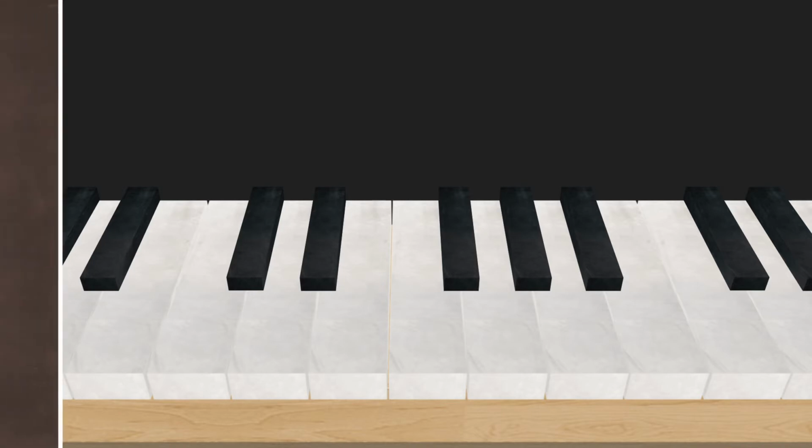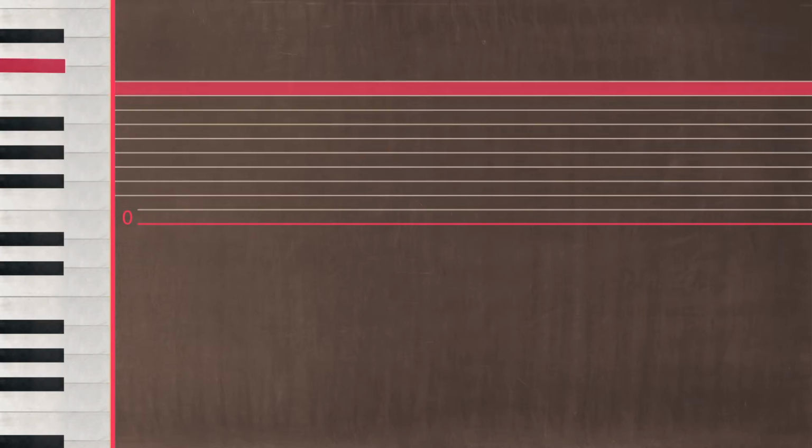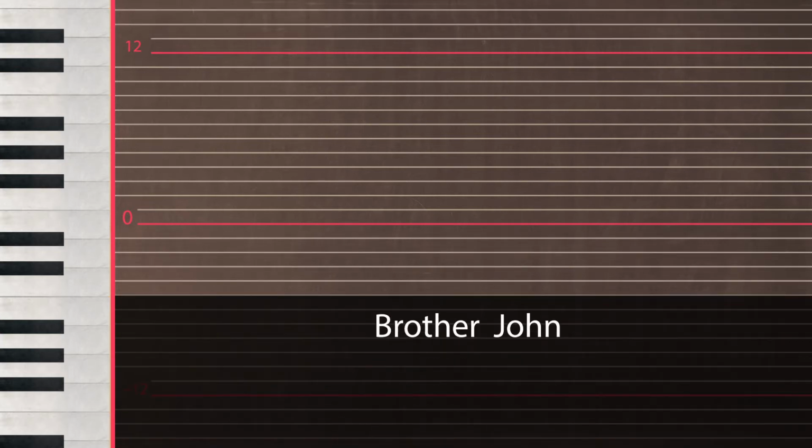To do this, we have to code the music in numbers. First, we label the keys, starting with an arbitrary key. The music, here the melody of Brother John, becomes a sequence of numbers, similar to a piano roll.